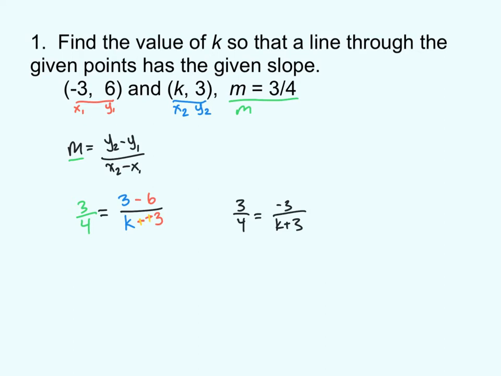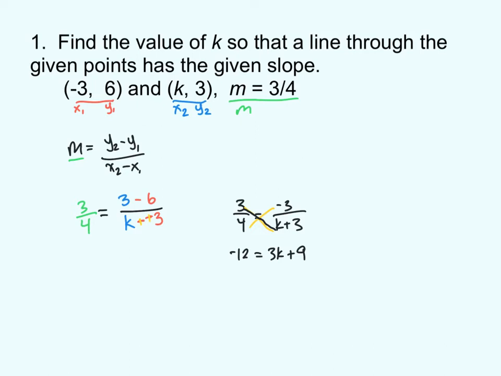And what I do there is I cross multiply to solve for that. And then that gets me negative 12 equal to, and don't forget to distribute, 3k plus 9. Most people forget about the 9 right there. All right. And now I just have to solve this for k to get the answer.